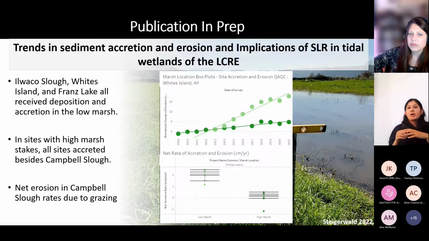We also plan on studying the net erosion and variability in the data that we've seen at some of our sites, which we attribute to grazing and trampling. And in order to study this, we actually installed more sediment stakes in Campbell's Slough on the other side of the channel, which we've seen to not be as grazed as much.